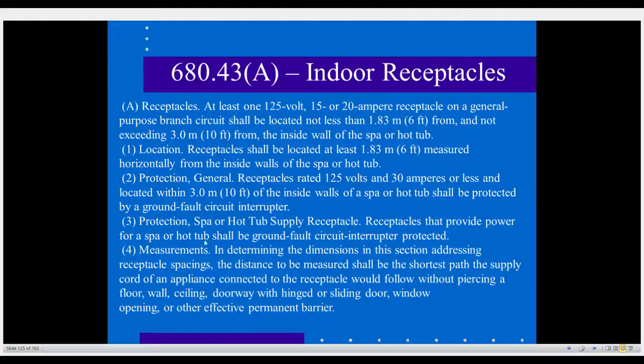Now, how do we measure these dimensions? The measurement that addresses this receptacle spacing shall be measured by the shortest path of the supply cord of the appliance that is actually connected to the receptacle, as it would follow it, without piercing through the wall, the ceiling, a doorway, a hinged or sliding door, window openings, or other effective barriers. So you don't measure through those, you have to measure around those. That's how you're going to achieve the measurement. We're not going through doors or windows, not penetrating doorways, in order to take this measurement.